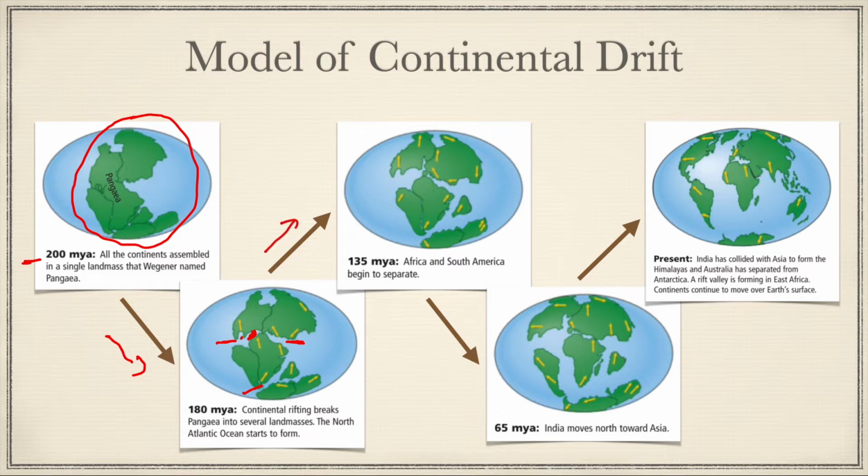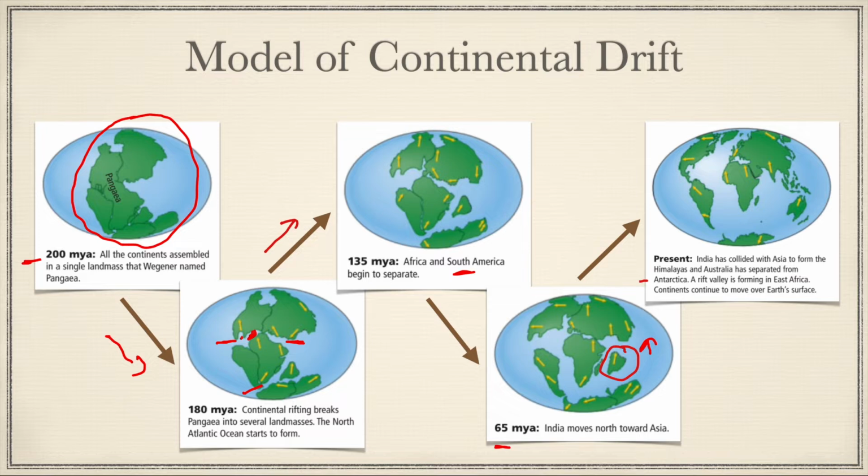Then 135 million years ago, Africa and South America begin to separate. And about 65 million years ago, India moves north toward Asia. So India is right here. It's moving north towards Asia. So let's go this way. India then collides with Asia to form the Himalayas, and Australia has separated from Antarctica. And rift valleys formed in East Africa.